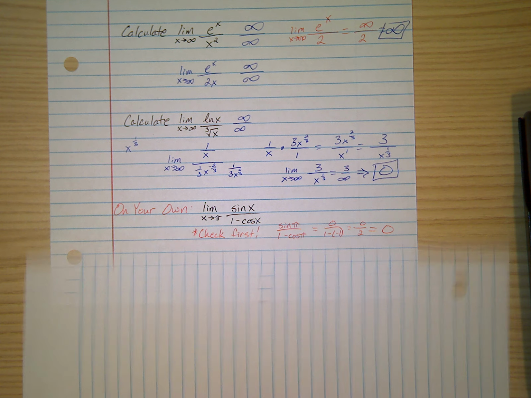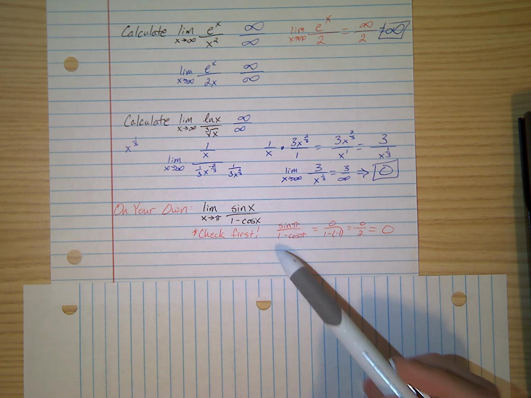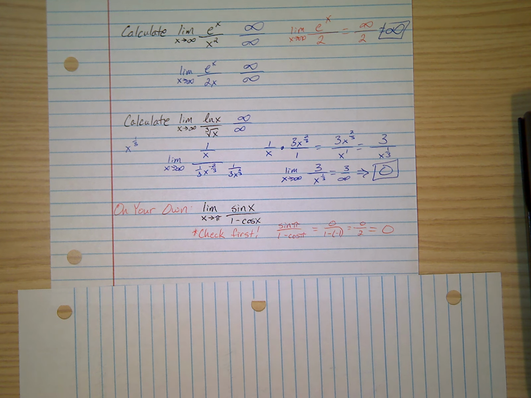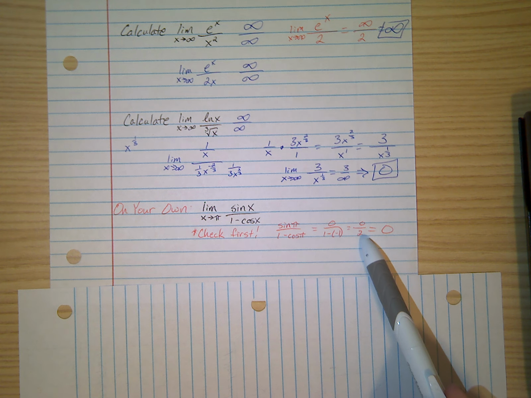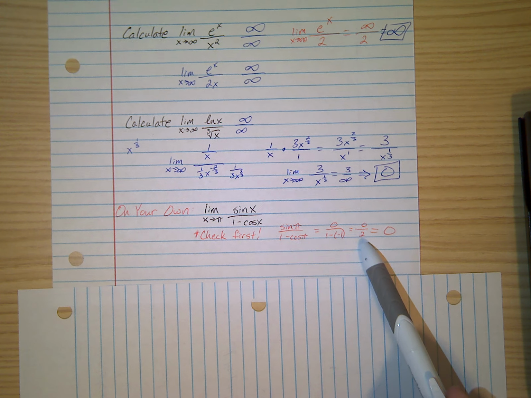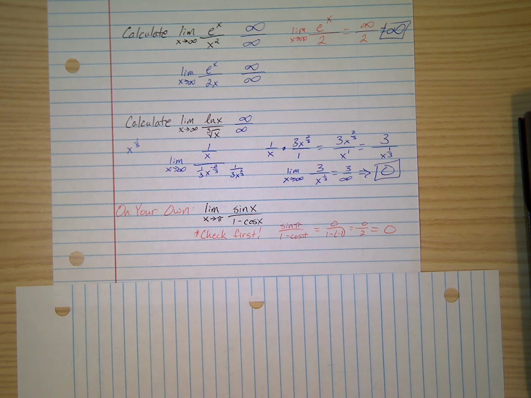Otherwise, gotcha. If you didn't check first, you would have used L'Hopital's rule incorrectly here. If you substitute pi in, you have the sine of pi over 1 minus the cosine of pi, which is 0 over 1 minus negative 1, which is 0 over 2, which is not an indeterminate form. Okay, that's just 0. So you don't even have to use L'Hopital's rule here.